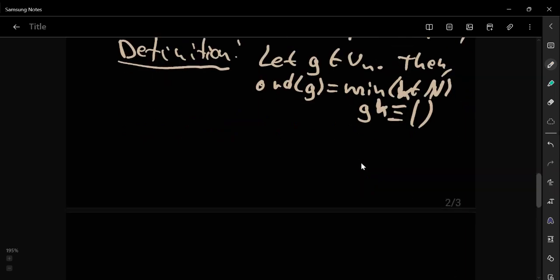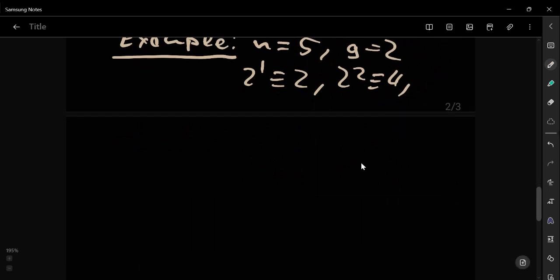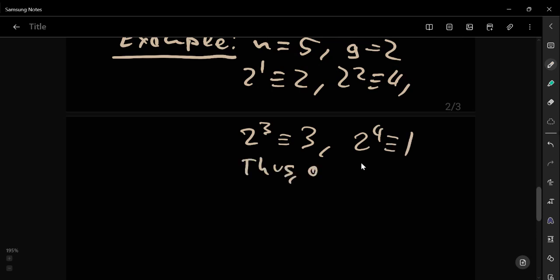So let's make an example. Let n be equal to 5 and let g be equal to 2. Then 2 to the power of 1 is congruent to 2 modulo 5. 2 to the power of 2 is congruent to 4 modulo 5. 2 to the power of 3 is congruent to 3 modulo 5. And 2 to the power of 4 is congruent to 1 modulo 5. Thus, the order of 2 is 4.